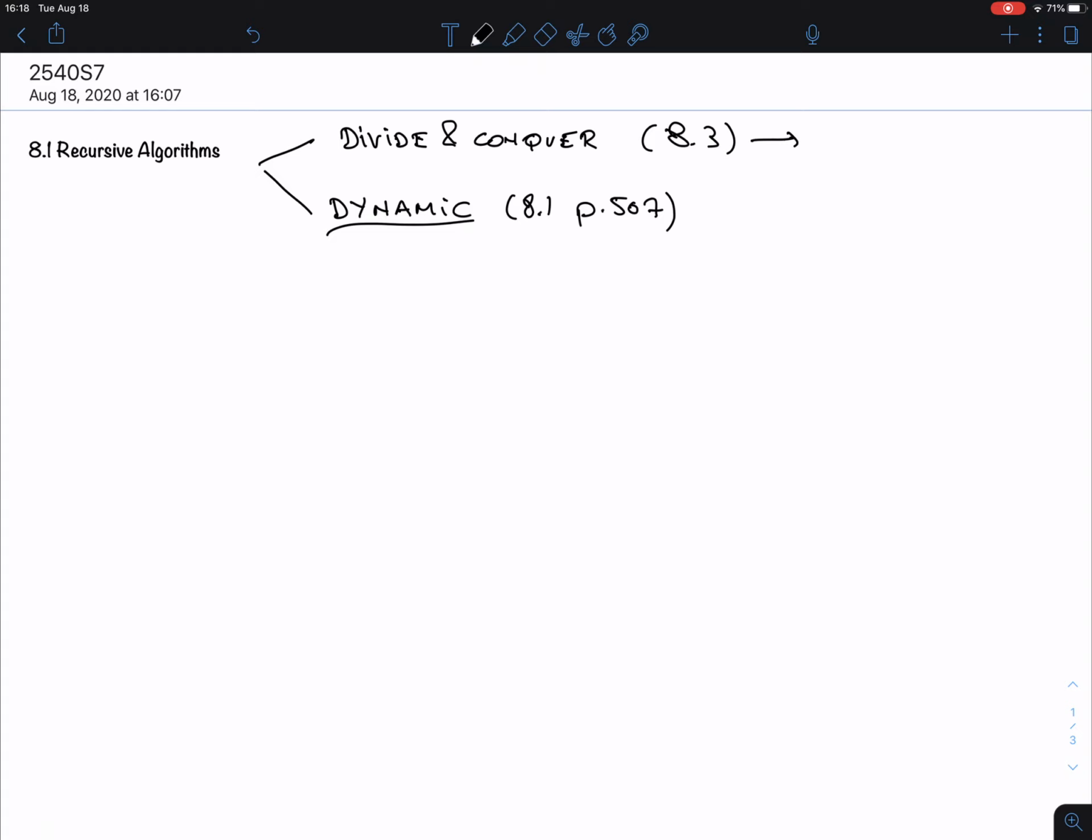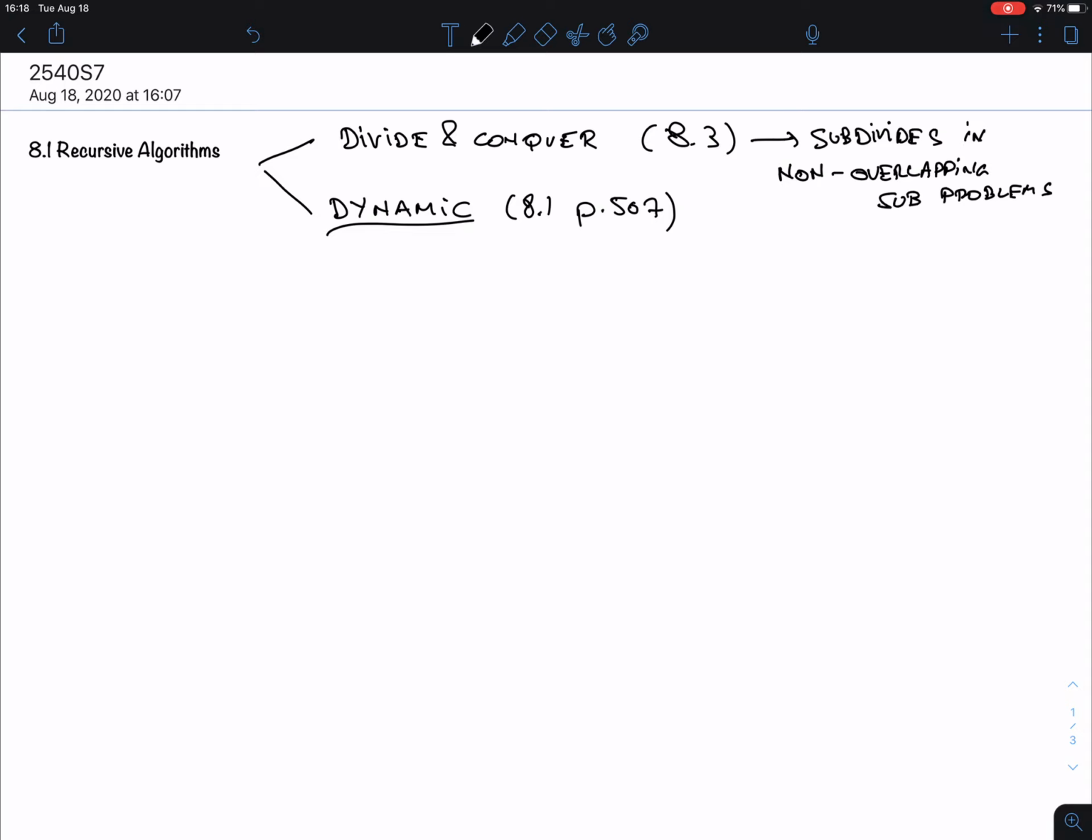And what is the difference here? This subdivides into non-overlapping subproblems. So that is the divide part. We divide everything so that it is non-overlapping. To give just an example, and we will definitely discuss this more in 8.3, is the binary search.